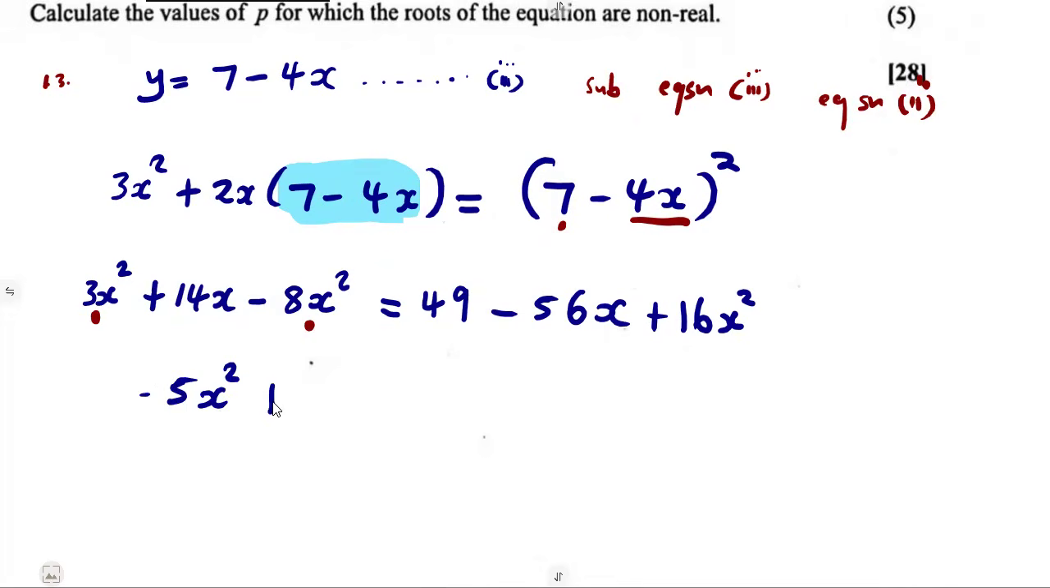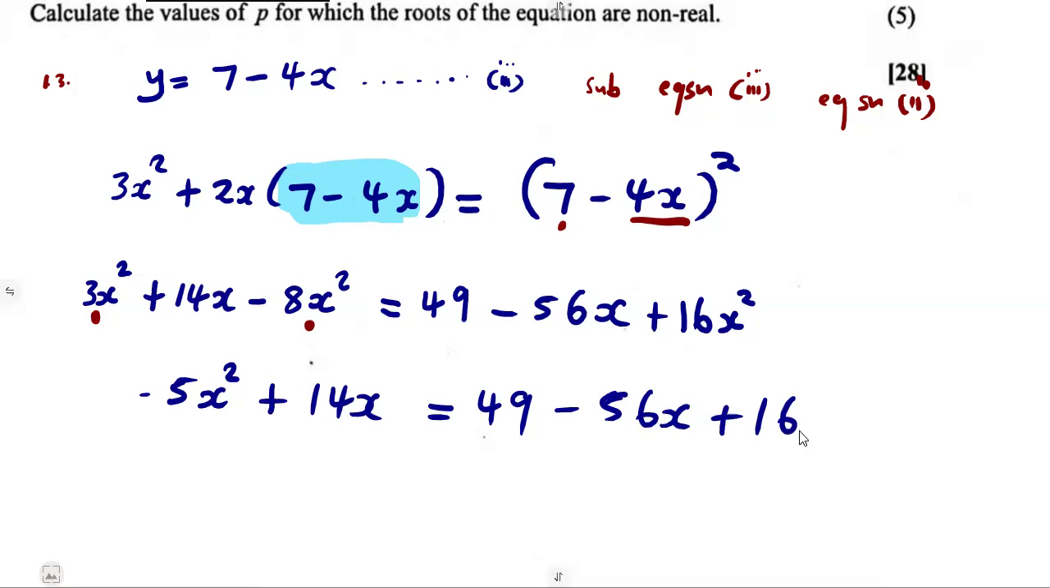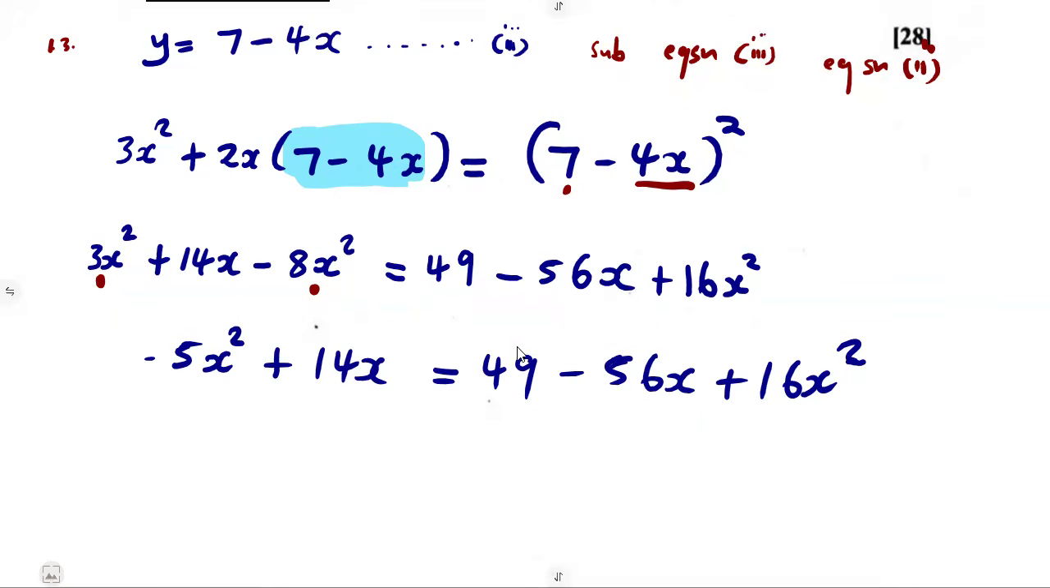So we've got minus 5x squared plus 14x, which is equal to 49 minus 56x plus 16x squared. We have a quadratic equation because the highest exponent there is 2. So we have to collect our terms to one side of the equation. Remember, the concept of the equation is that one side is supposed to be equal to 0 if it is a quadratic. So it is up to you how you're going to take these ones to the other side. You add 5x squared, it is going to be 21x squared.